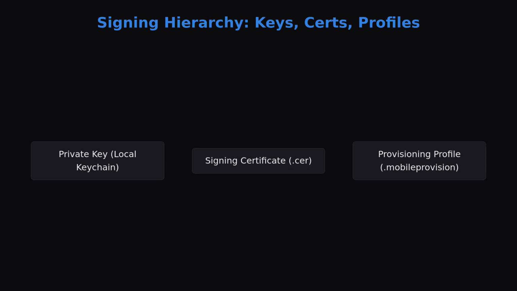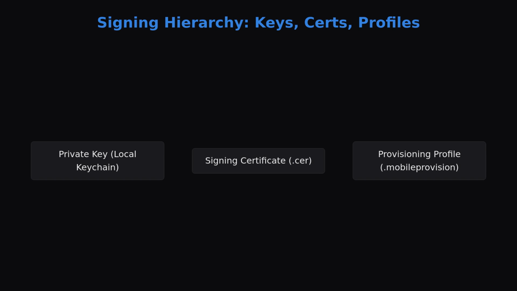Stop debugging cryptic iOS signing errors by understanding the three required components. The signing certificate identifies your developer identity or organization to Apple. This certificate is useless without the corresponding private key, which must reside locally within your macOS Keychain Access application. The third component is the provisioning profile, an extensible markup language file downloaded directly from the Apple Developer Portal.